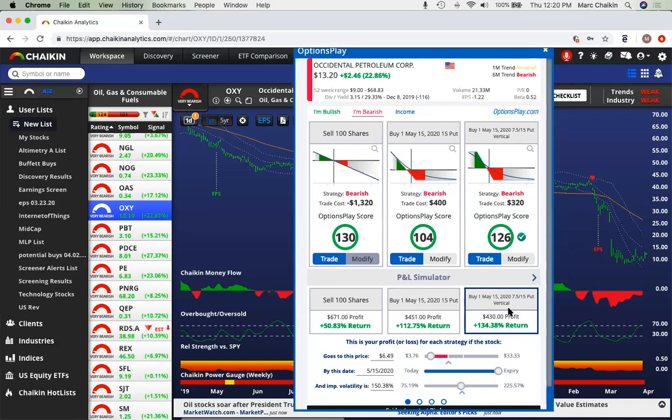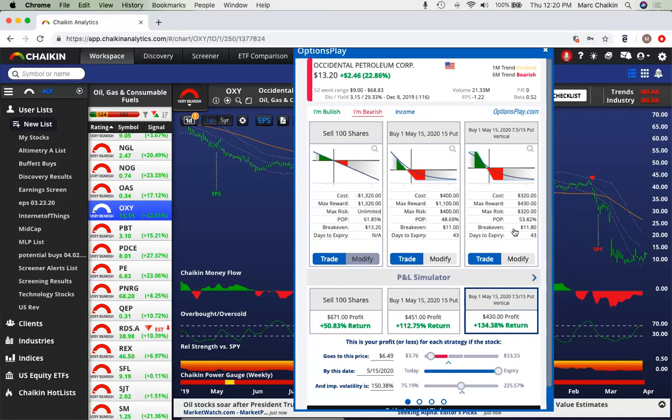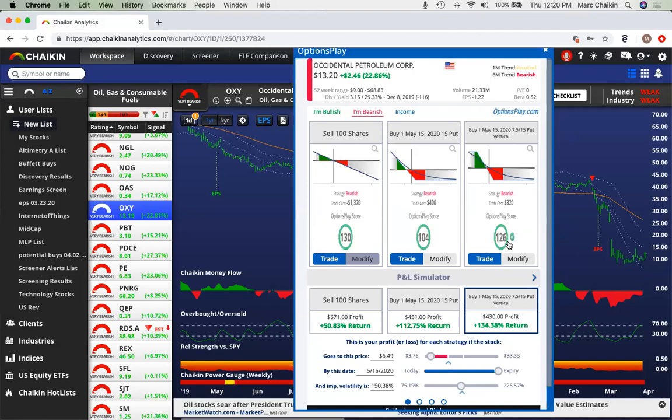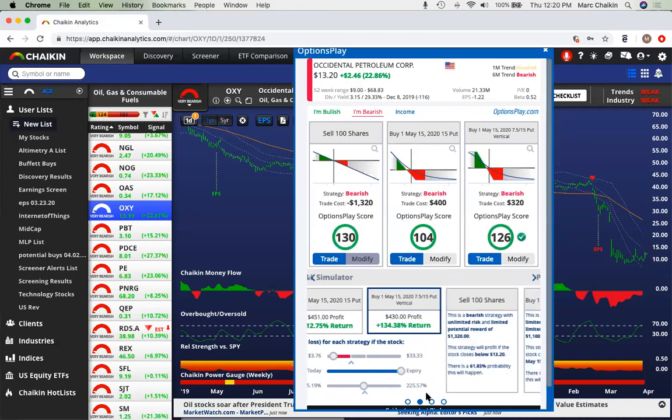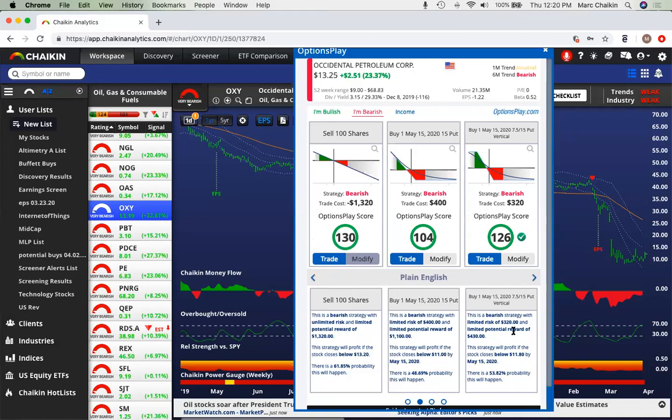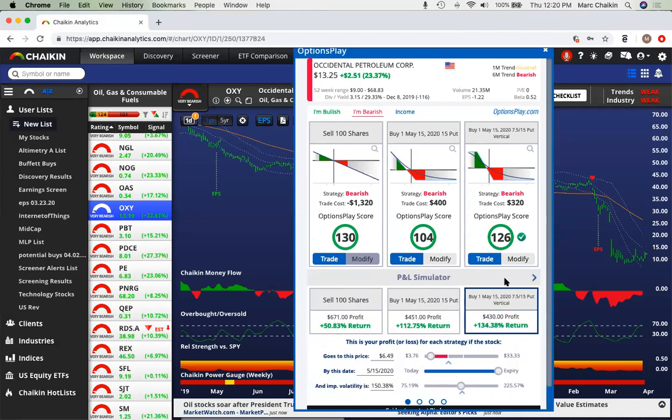What we can do in Options Play, and they've really done technology to the max, is we can see our risk-reward ratios. We can, in plain English, see what this trade is all about. So here's a vertical put spread defined in plain English. This is really what technology can do for you. And we felt it was so important, because so many people are trading options, to have a disciplined approach to finding options ideas that we integrated Options Play into Chaikin Analytics.